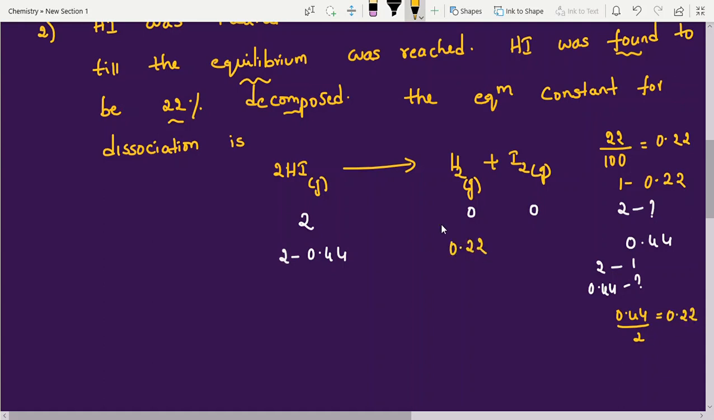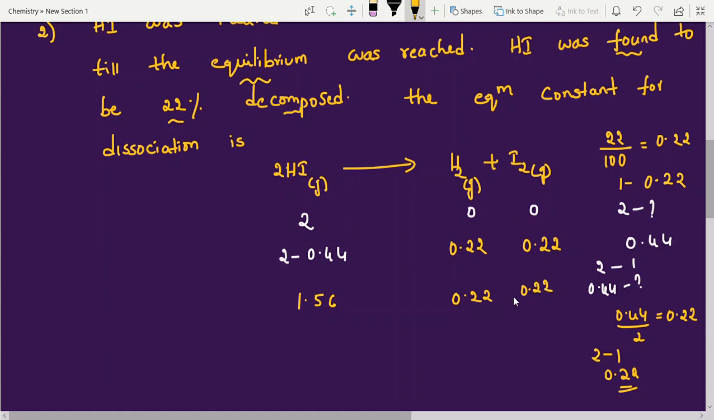Similar way, this is also 2:1 ratio, no? So you will get the same answer, 0.22. Clear? That's it. Here volume they have not mentioned, so no need to take volume. But in the previous question volume was given, that's why we had considered it. Clear? Now subtract this one. 2 minus 0.44. How much, students? 1.56. This is 0.22. This is 0.22. That's it.